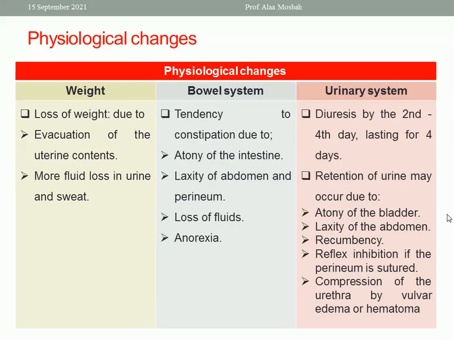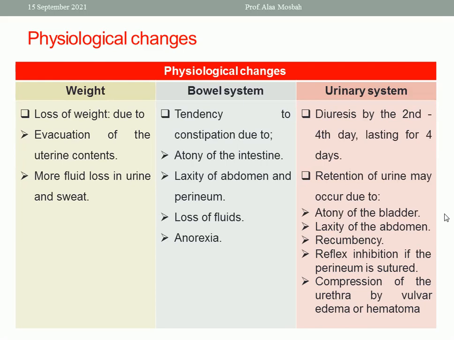What about the weight? There is loss of weight, of course, expected due to evacuation of the uterine contents and more fluid loss in urine and sweat. About the bowel system, there is tendency to constipation due to atony of the intestine, laxity of the abdomen and the perineum, loss of fluids, and anorexia. What about urinary system? There is diuresis between the 2nd and the 4th day, lasting for 4 days. Retention of urine may occur, yes, sometimes, and be careful about this.